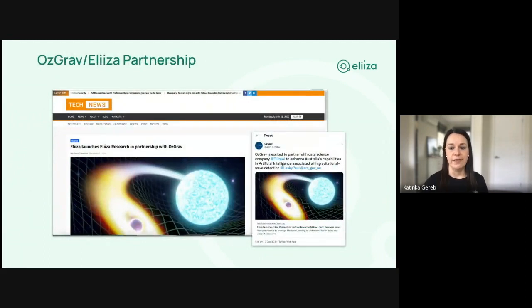OzGrav is the Center of Excellence for Gravitational Wave Research in Australia, and towards the end of 2021, ELISA formed a partnership with OzGrav with the goal of enhancing machine learning and the application of artificial intelligence in gravitational wave astronomy. And the specific focus of our project was to carry out glitch classification using gravitational wave data.